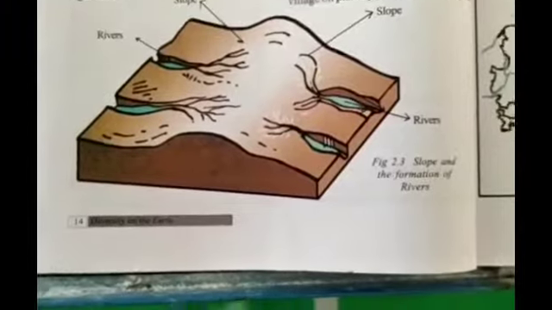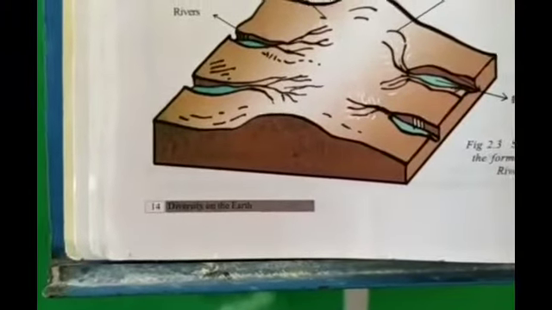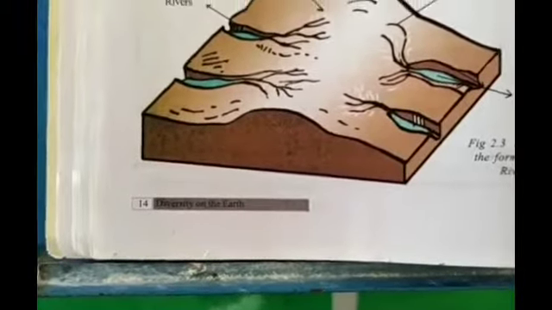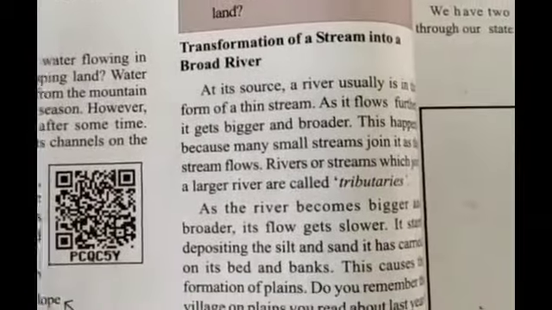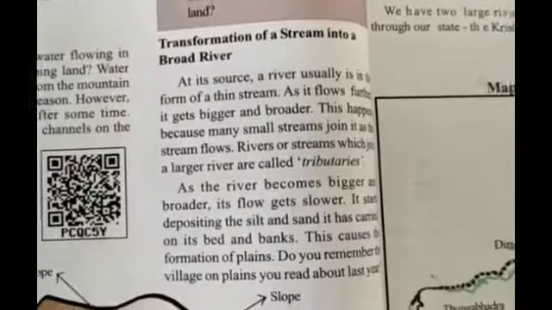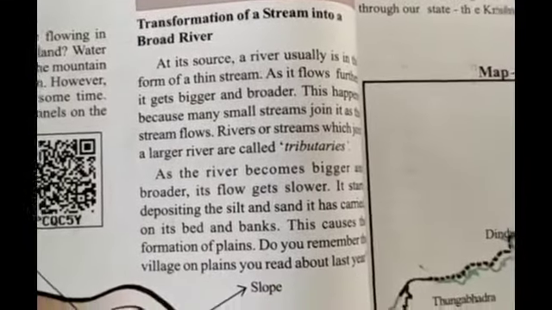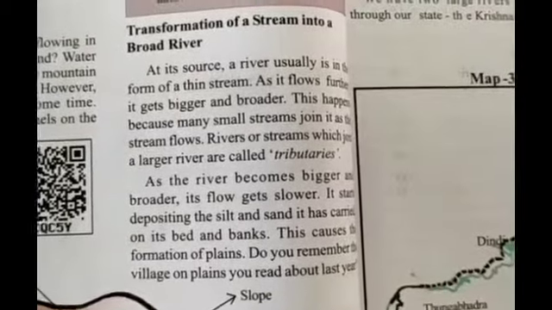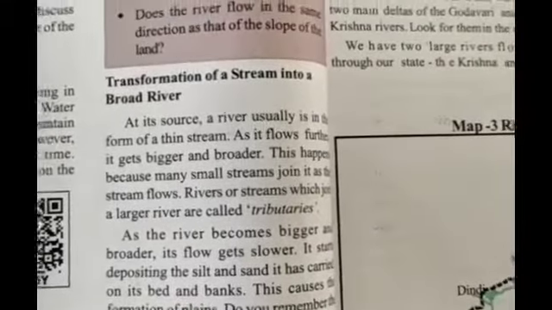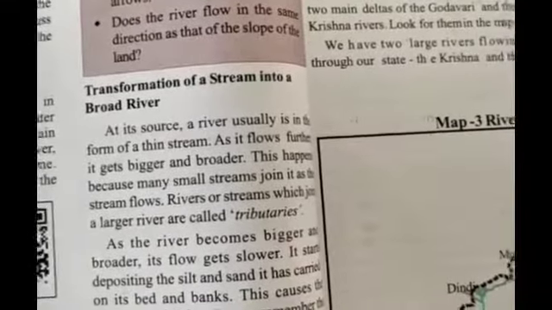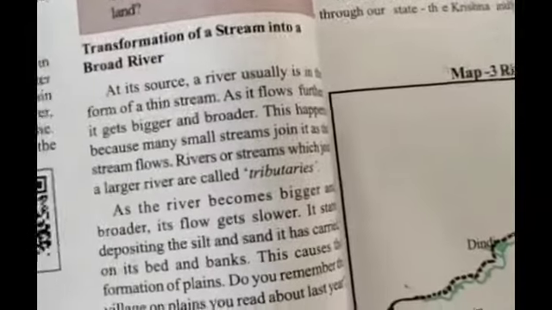Transformation of a stream into a broad river. How does it become one river? A river usually begins in the form of a stream. As it flows further, it gets bigger and broader. This happens because many small streams join it as it flows.